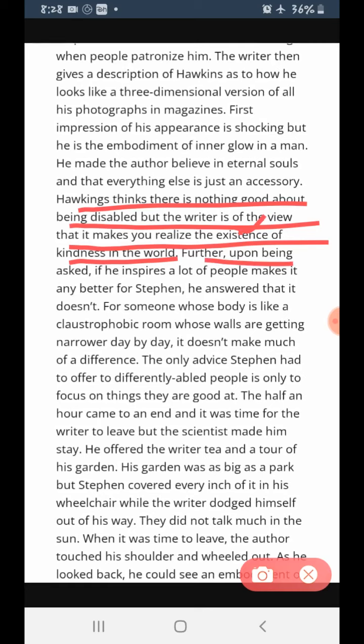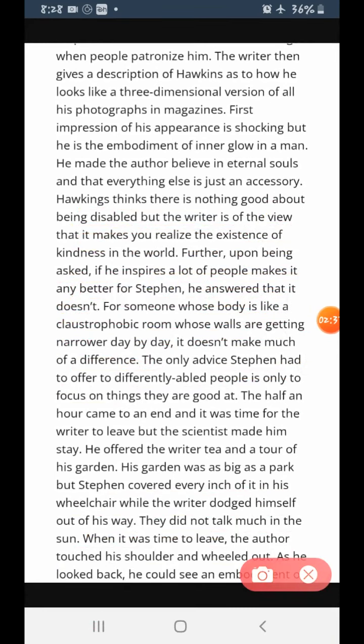Further, upon being asked, if he inspires a lot of people, does it make it any better for Stephen, he answered that it doesn't. When he was asked if inspiring a lot of people makes things any better for Stephen, Stephen answered that it doesn't make any better. It makes no difference to someone whose body is like a claustrophobic room.